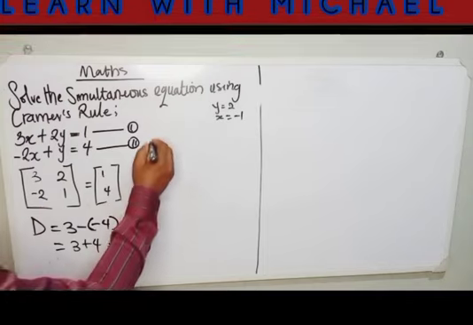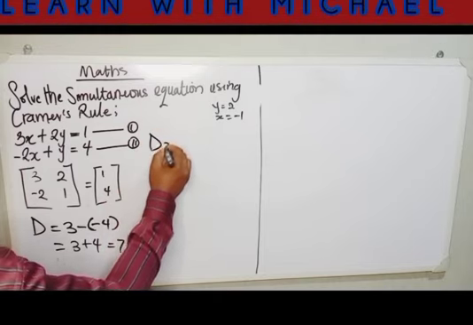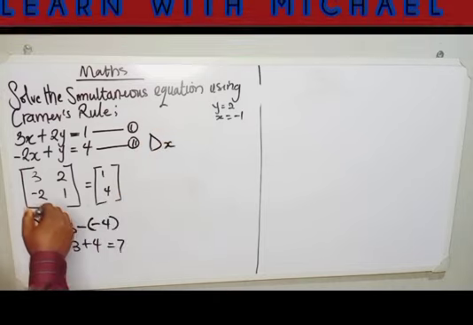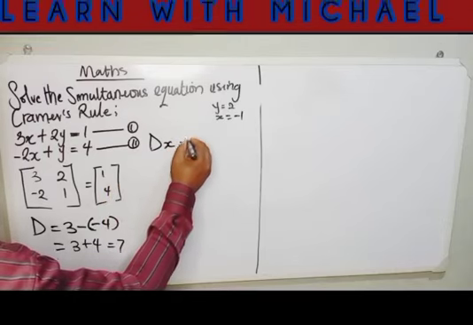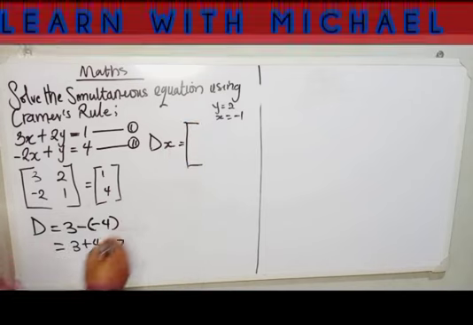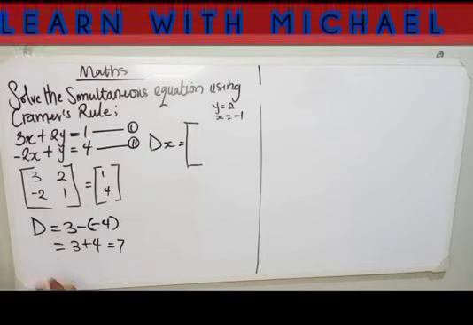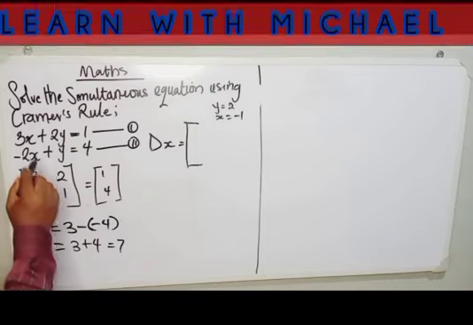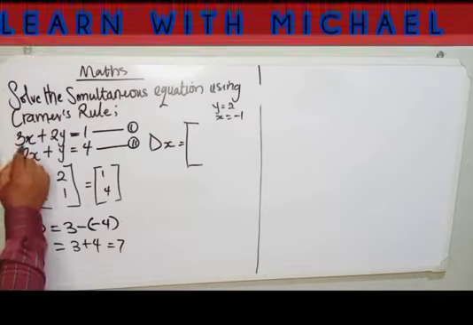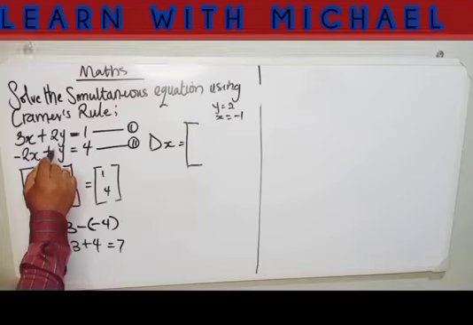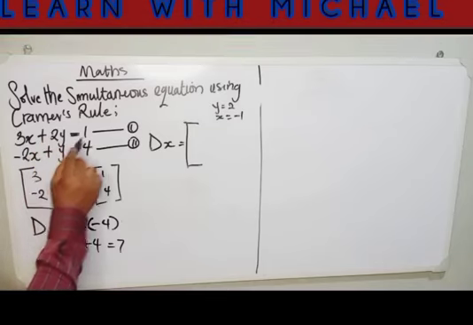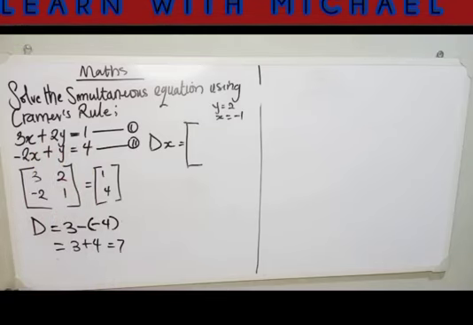So now, the next thing we're going to do is this. We are going to look for dx. And to look for dx, dx is going to be equals to, we're going to form a 2 by 2 matrix also. But to be able to do that, we're going to suspend the value or the coefficient of x, and we form a matrix using the values of y and the constants. Can we go ahead and do that and see what the outcome is going to be?